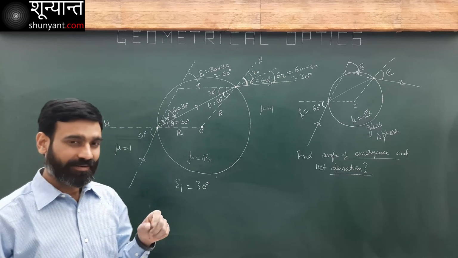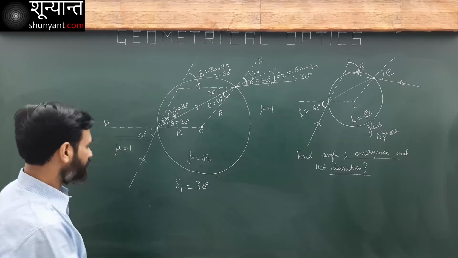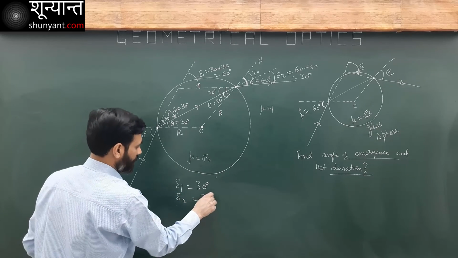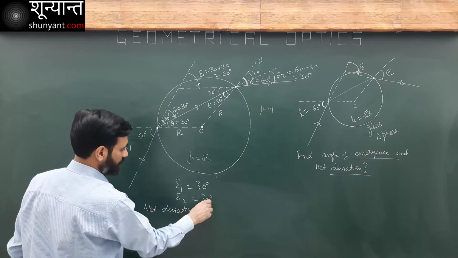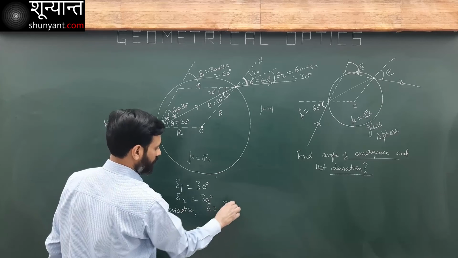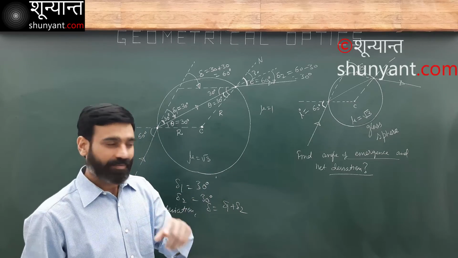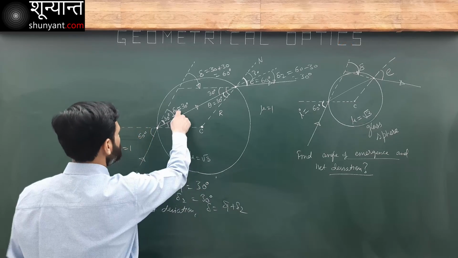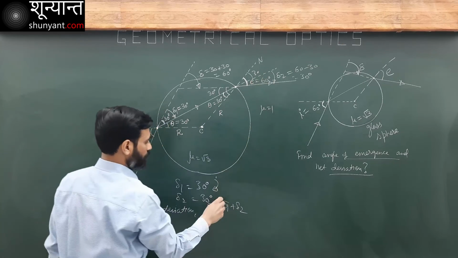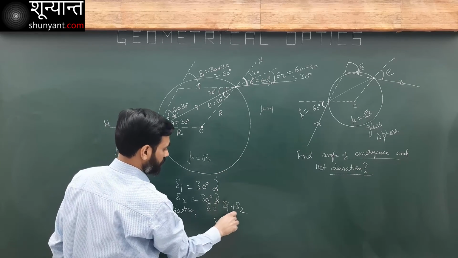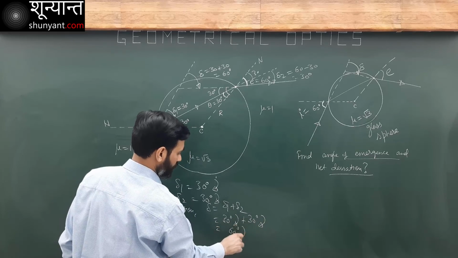We studied this in mirrors, plane mirrors. When a light ray undergoes successive deviations, then the net deviation delta is going to be delta 1 plus delta 2. If a light ray undergoes successive deviations, the net deviation will be the sum of all the deviations. This deviation is 30 degrees clockwise. This also is clockwise. Both are clockwise. So this will be 30 degrees clockwise plus 30 degrees clockwise, which is 60 degrees clockwise.